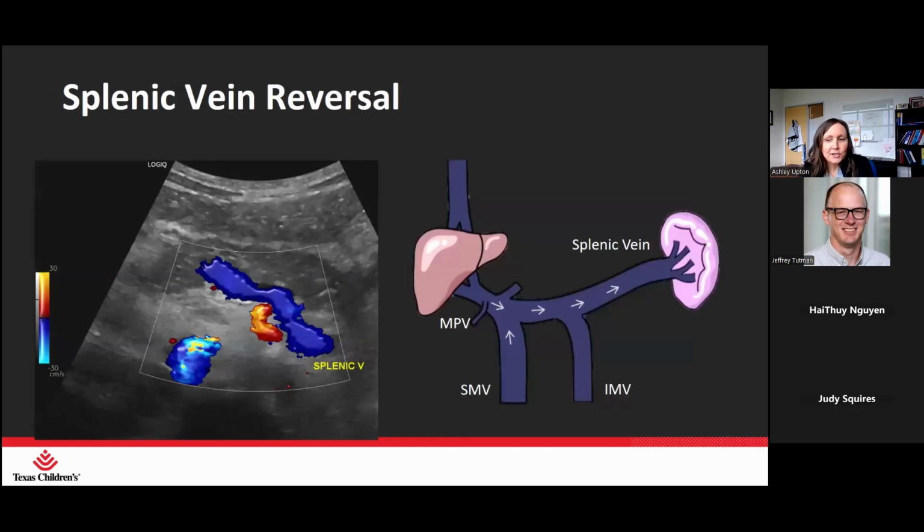And with portal hypertension, if the main portal vein meets resistance to the liver, then the splenic vein also will start to back up. This can be seen on ultrasound. So this is a transverse view of the pancreas with the splenic vein at the tail, and you can see it is flowing in the wrong direction. It's blue instead of red.